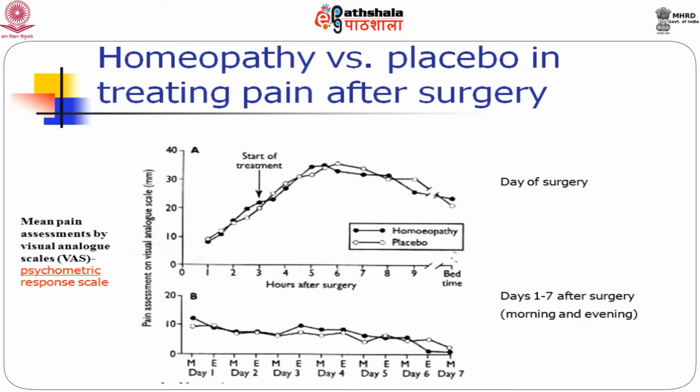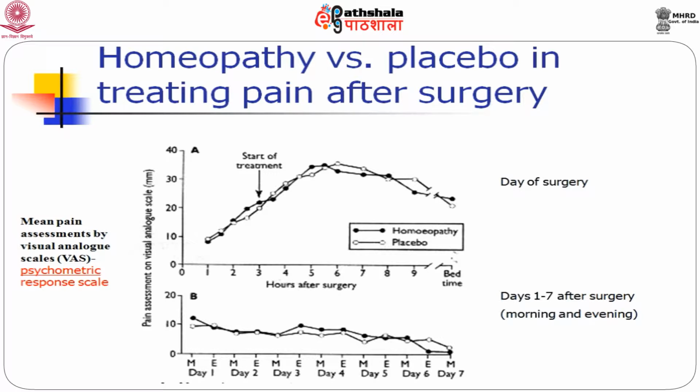Let us look at the difference between these two. If we look at the first graph, on the day of surgery you can see the time points, the first hour after surgery, and the first batch, the homeopathy treatment group, is considered. VAS means the visual analog scale. Essentially, it is used for pain assessment through questionnaires on a psychometric response scale. These responses are recorded after surgery every hour for the two batches of patients, one given homeopathy and the other given placebo.